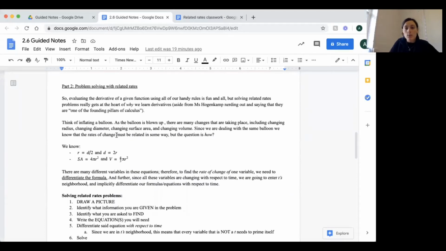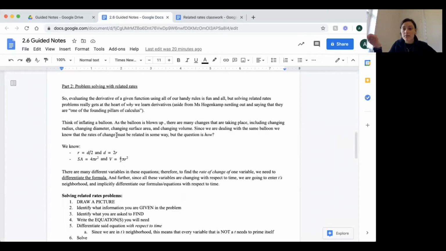So, problem solving with related rates. Evaluating the derivative of a given function using all of our handy rules is fun and all. But solving related rates problems really gets at the heart of why we learn derivatives. Aside from me nerding out and saying that it's one of the founding pillars of calculus, which it totally is, but anyway. Think of inflating a balloon. As the balloon is blown up, there are many changes that are taking place, including changing radius, changing diameter, changing surface area, and changing volume.